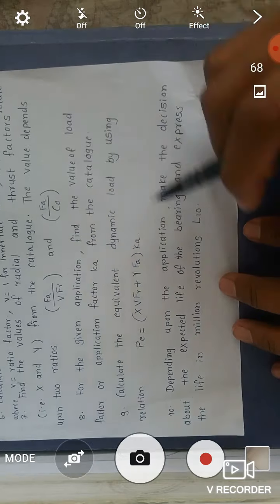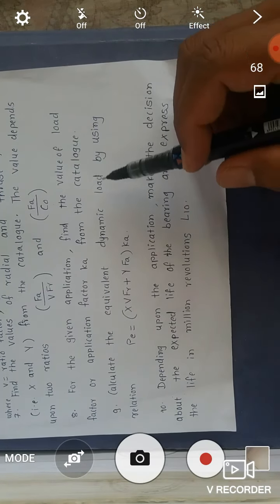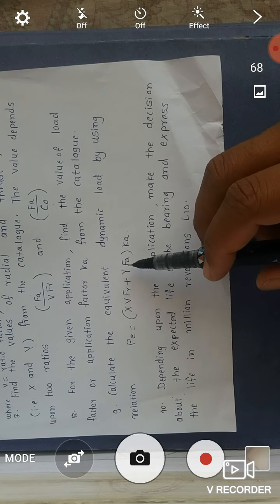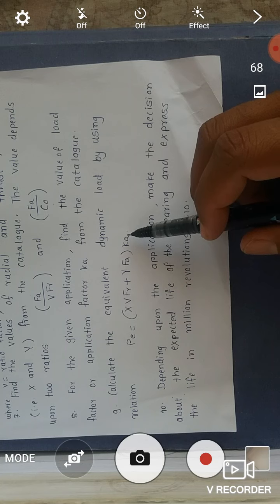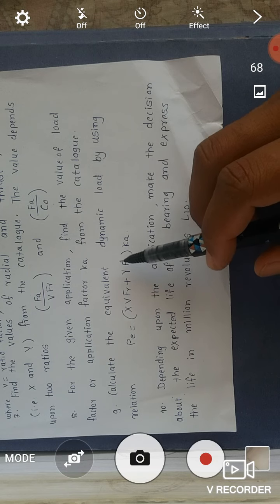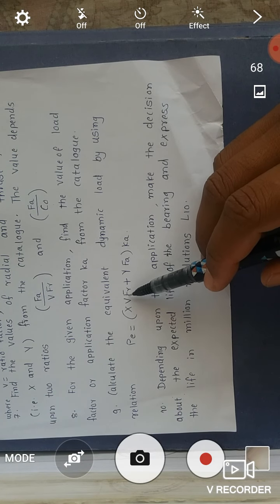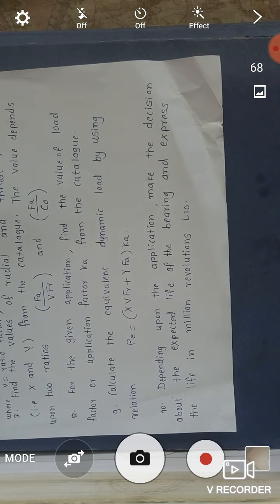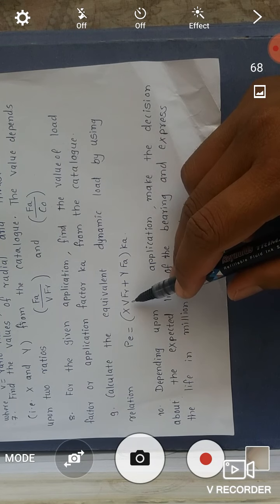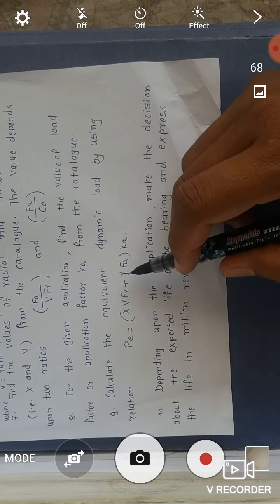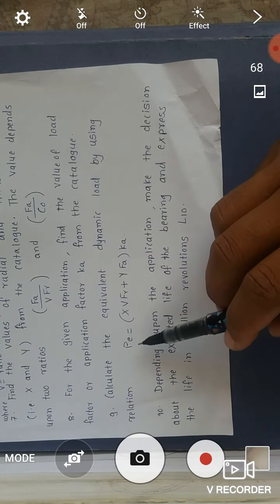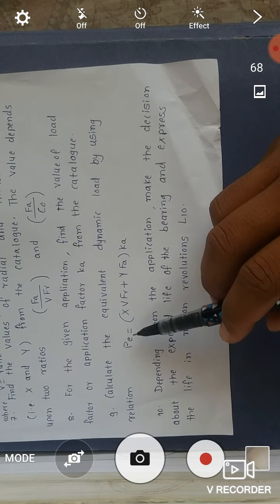Then the ninth step is to calculate the equivalent dynamic load by using the relation PE is equal to (X into V into FR plus Y into FA) into Ka. Here, X and Y values we already calculated or selected from the table. V is the rotation factor. We already see whether inner race is rotating or outer race is rotating. Depending on that, we put the values. Fr and Fa we already calculated, and Ka we already selected from the manufacturer's catalog. So depending on that, we get the value of equivalent dynamic load, that is PE.